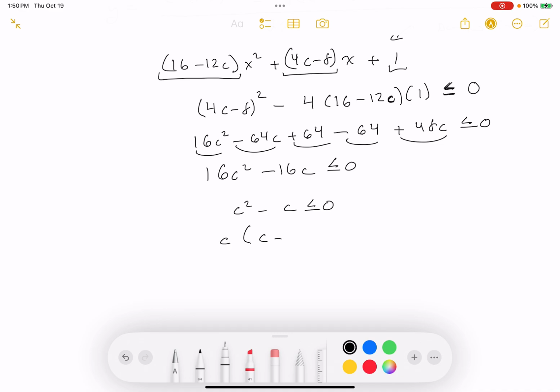Now let's get a little better. c times (c minus 1) is less than or equal to 0. What am I going to do now? Number line goes down. On the number line, I put the two numbers where they come out to 0. That's going to be at 1, and that's 0.